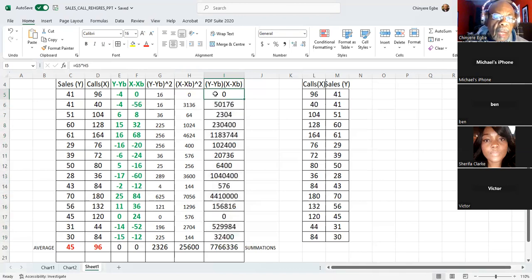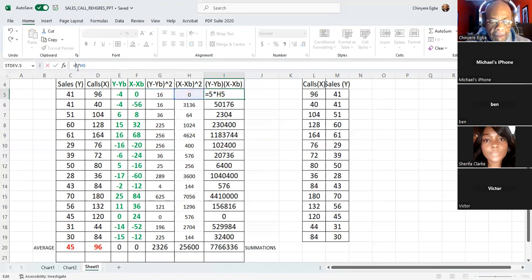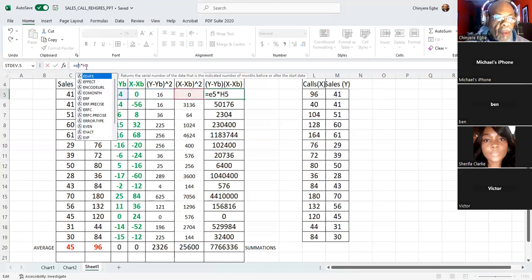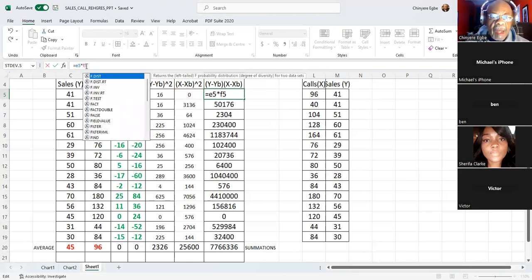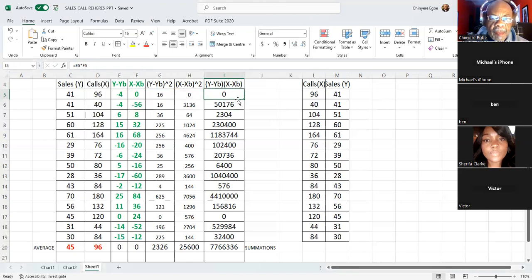To be sure, it was G5. No, it's E5 times F5, sorry. I was about to ask that, Professor. Well, you should have asked that, and you would have got a lot of credit.